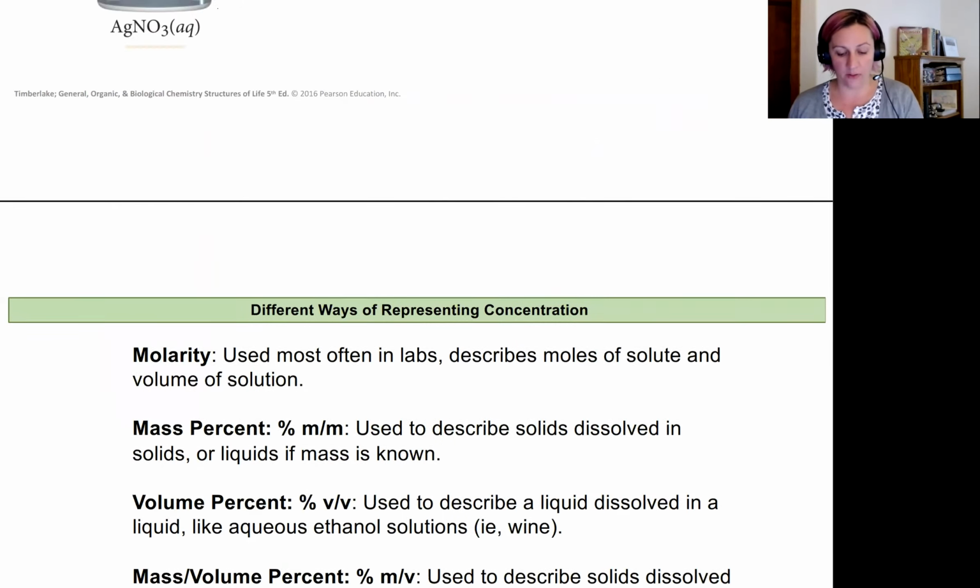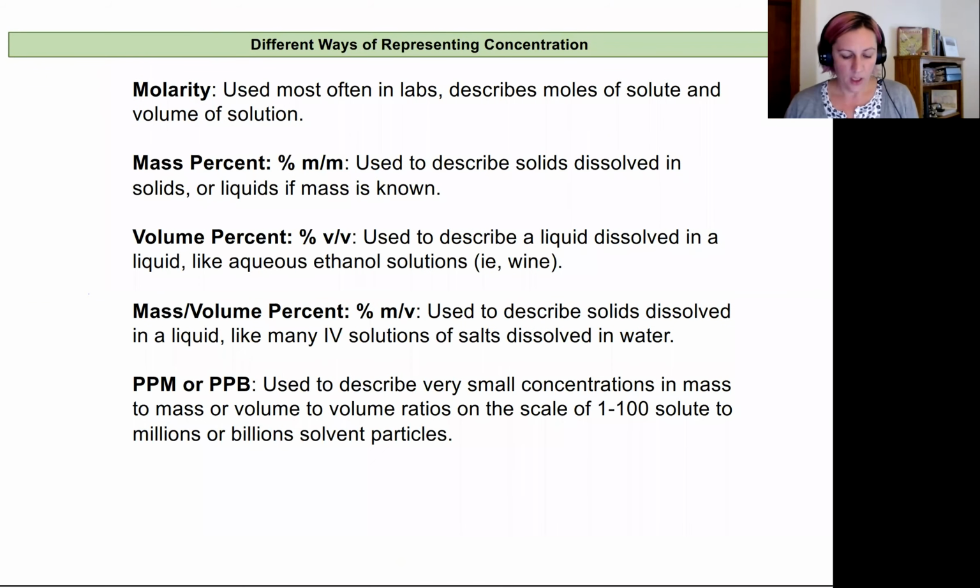And there's a number of ways. So here are some of the common ways of representing concentration. Molarity, here at the top, is the one that we use the most often in a chemistry lab. And it's going to describe the number of moles of the solute to a volume of the total solution. And that volume of the solution is going to be both the volume the solvent takes up, but also the solute as well.